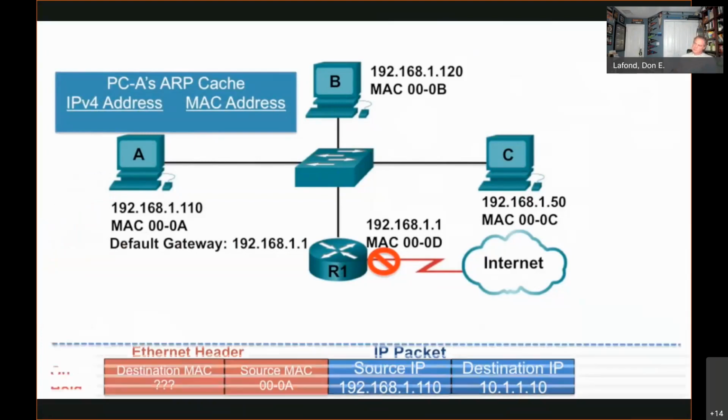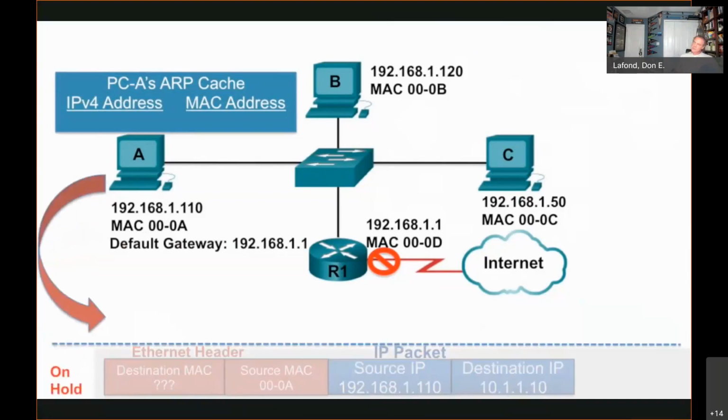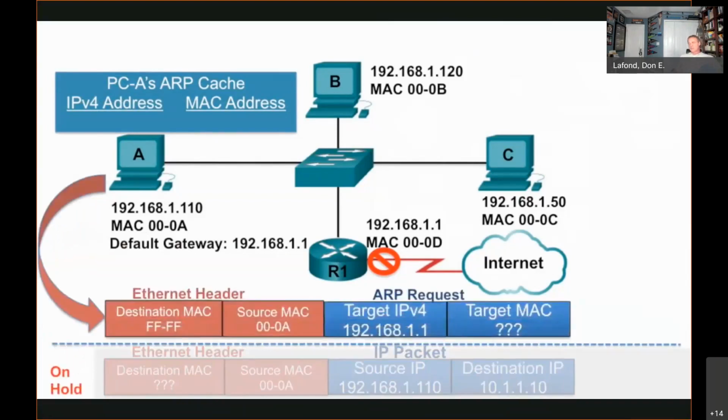So it puts the packet on hold and creates an ARP request. The ARP request has the IP address of the router, 192.168.1.1, and the target MAC address is unknown. The destination MAC address of an ARP request is a broadcast. So it will be sent to the switch, and the switch will flood it out all ports except for the incoming port.